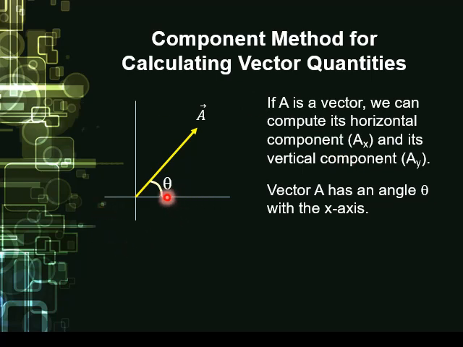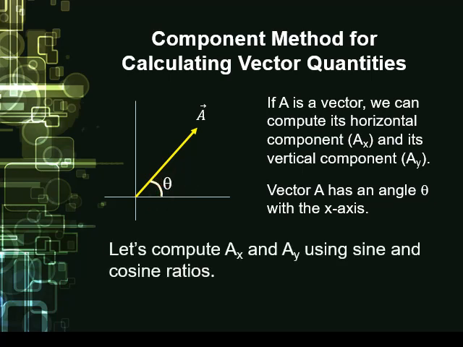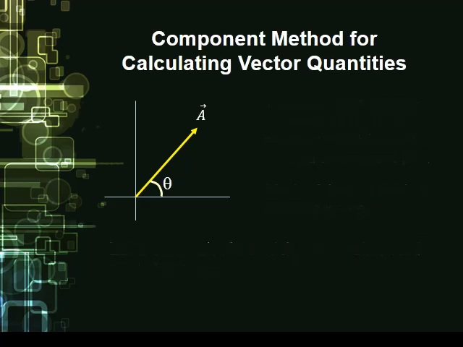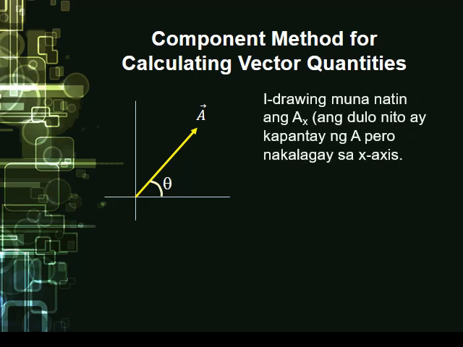Ayan. For example, ito x-axis natin, nag-measure tayo ng angle in a counterclockwise direction, which is given by the angle theta. Okay, so now let's compute A sub x using sine and cosine ratio. Okay, so i-drawing muna natin ang A sub x. So, paano natin i-drawing ang A sub x? So, ang dulo nito ay kapantay ng A. Ito yung dulo ng A. Pero nakalagay siya sa x-axis. Pero katapat siya nitong dulo ng vector A. Okay, so, ganito magiging itsura niya. Yan. So, ito yung A sub x or the horizontal component of A.